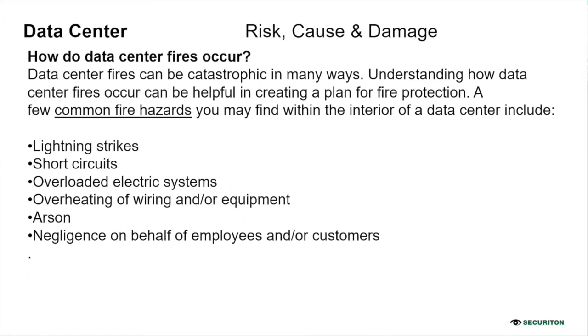Arson is the deliberate burning of the data center. Maybe it's human intervention, or somebody wants to deliberately start a fire. Then negligence on behalf of employees or customers. There are so many reasons, and business continuity suffers. If there is a fire in a data center, your data center is down and you are not able to see a lot of things, and business continuity suffers. We always need to recover these data centers on time before the fire takes place.